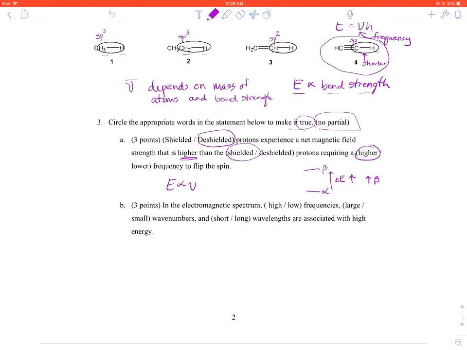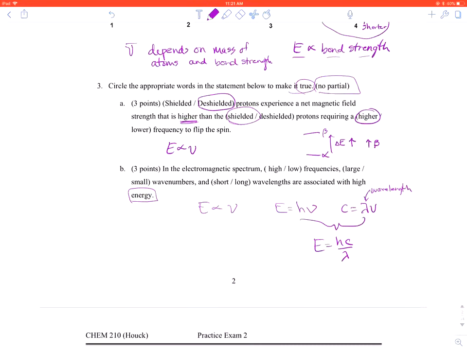In the electromagnetic spectrum, high or low frequencies, large or small wave numbers, and short and long wavelengths are associated with high energy. Okay, so energy is proportional to frequency, E equals h nu, and then we can combine c equals lambda nu, this is wavelength, combine these to get E equals hc over lambda. This is Chem 110 stuff. So high energy would be high frequency, and short wavelengths from there.